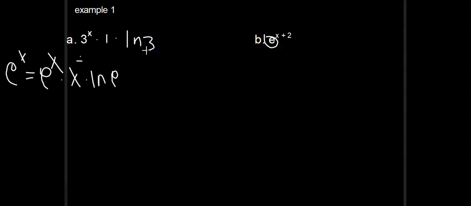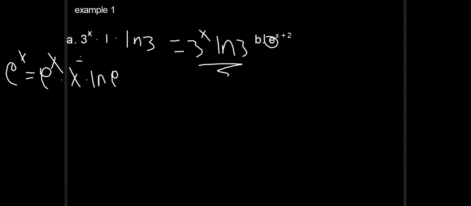So what will my answer be? My answer will be 3 to the x times 1, which is 3 to the x, and 3 to the x times ln 3. So it will be 3 to the x ln 3. Your answer will be 3 to the x times ln 3. This is all you have to do when you have this type of function and you try to differentiate exponential functions.